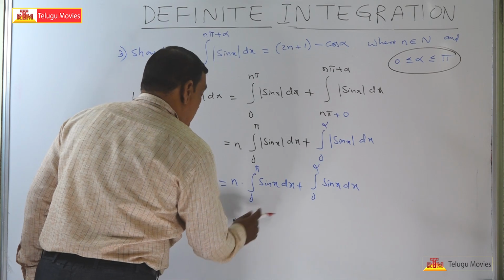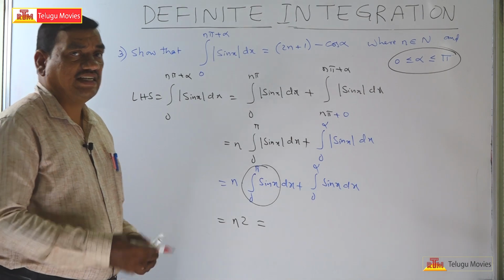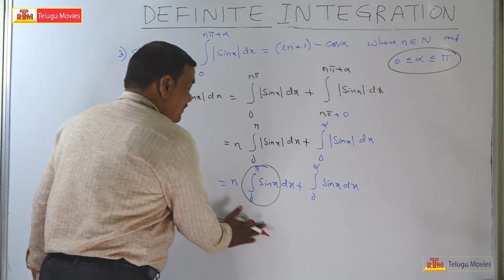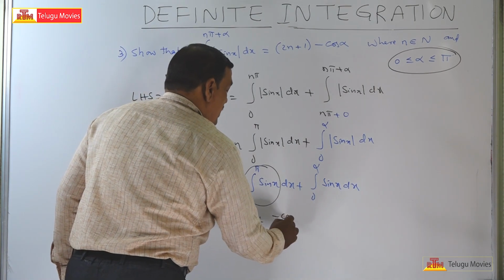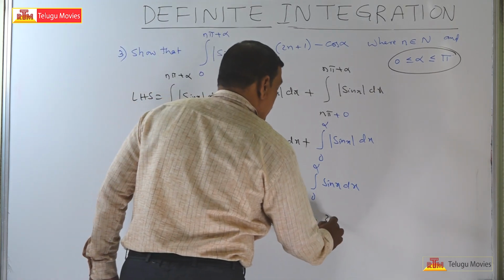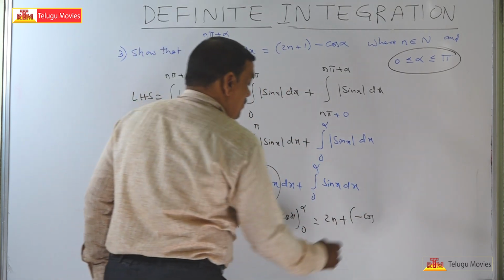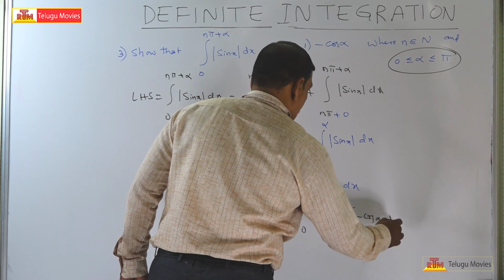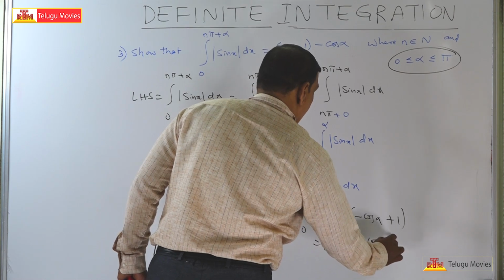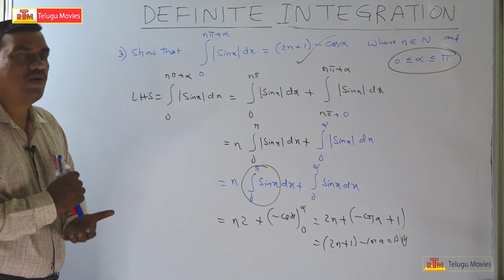So this is n times, just now I told you its value is 2, since the area under sin x from 0 to pi is 2, plus minus cos x between the upper and lower limits. So this is 2n plus minus cos alpha minus of minus cos 0, which is 1. So this is equal to 2n plus 1 minus cos alpha, which is the right hand side. Very nice problem, very easy problem.